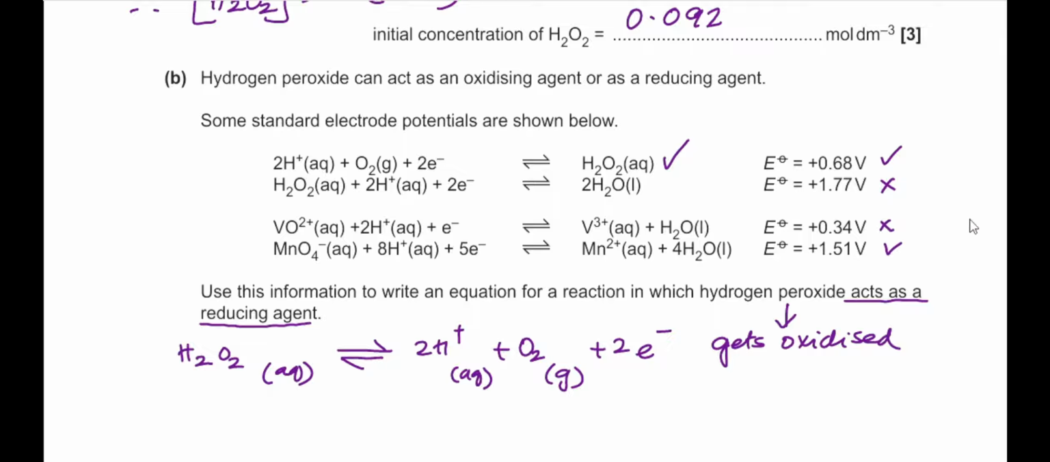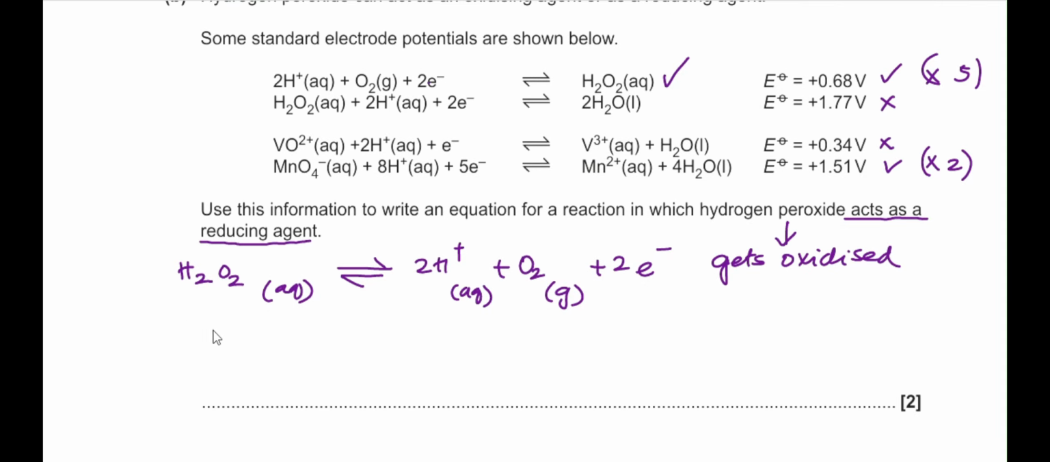The only concern is here we have 2 electrons and here 5 electrons. So in order that these two are balanced, we need to multiply this equation by 5 and this equation by 2 to combine them together. So multiplying this equation by 5, we can write 5 here, we can write 10 here, 5 here, and 10 here.